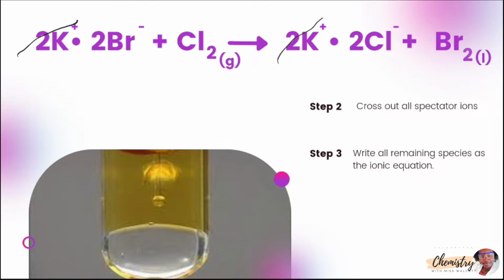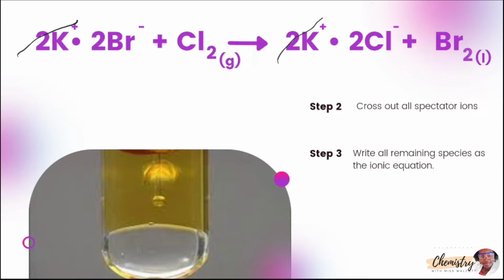It took part in the reaction. Next, we have Cl2. We're going to look at the product side to see if we're seeing Cl2. We're not. We see 2Cl-, 2 chloride ions. And because, again, this is written differently, it tells me that chlorine actually took part in the reaction. So the only thing that did not change was the potassium ions. And we're going to just cross out those spectator ions.